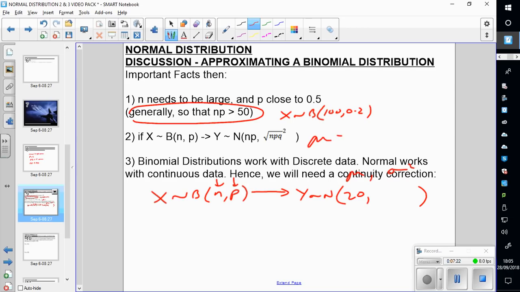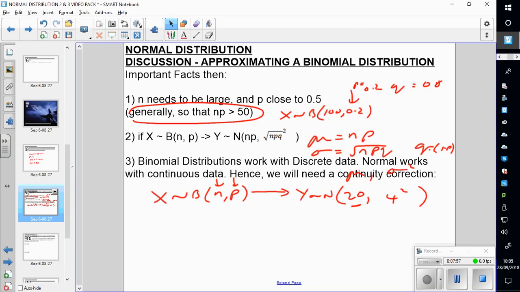So the mean is np, and the standard deviation is the square root of npq, where q is 1 take p, okay? So in this case, p is 0.2, which means q would be 0.8 because it's 1 minus that. So npq, 100 times 0.2 times 0.8, all square rooted is 4, and we'd put the squared in there just to make sure we've got the variance. So we always understand that 4 is the standard deviation and 20 would be the mean. That's how we would do it, okay?